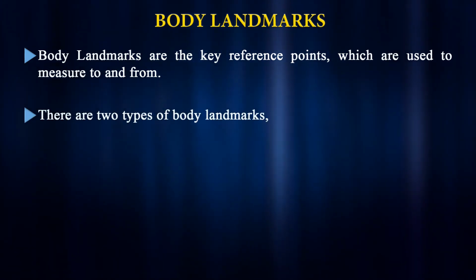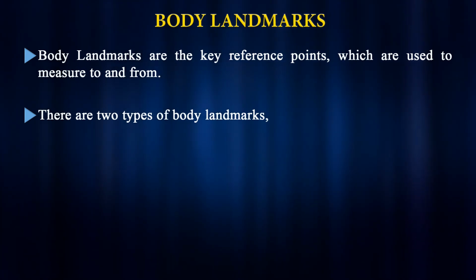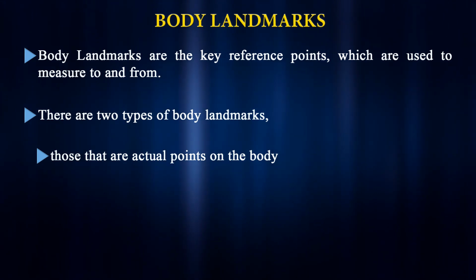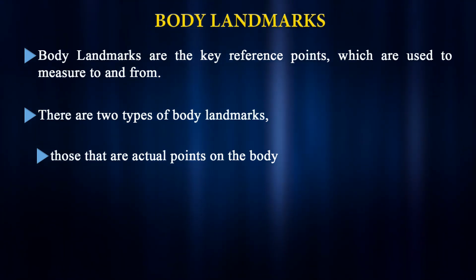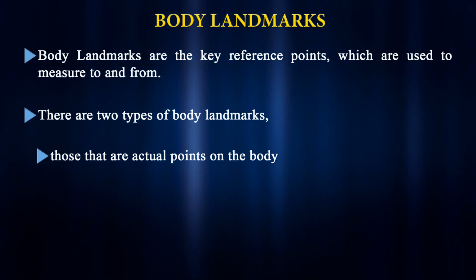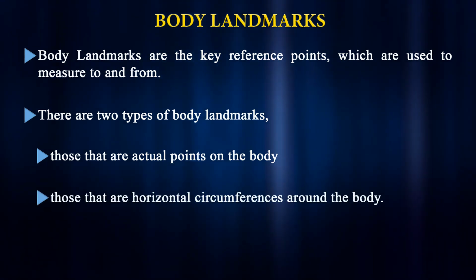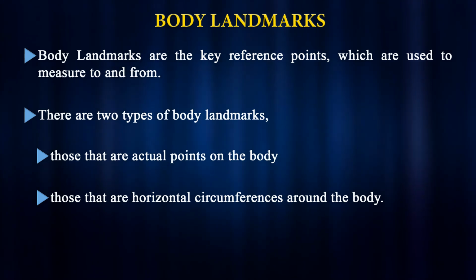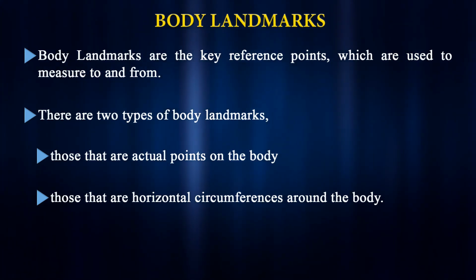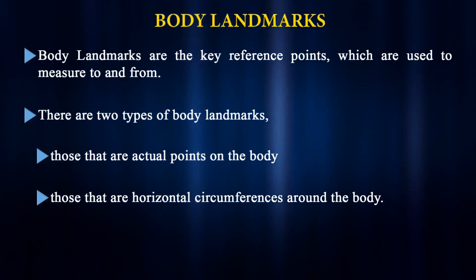So there are two types of body landmarks on human bodies. These are the actual points on the body. What actual point means is the point we are seeing, like the length of the body, the width of the body. So these are the actual points we can say. Then there are the horizontal circumferences around the body, like the round of the neck, round of the waist, round of the hip. So these are the horizontal circumferences around the body.